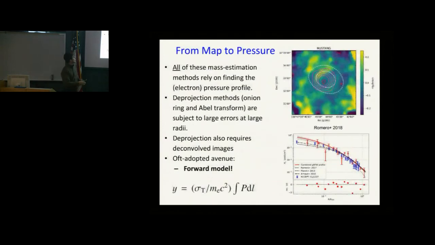Okay, so how do we go from a map, say on the upper hand, to a pressure profile? There are a variety of methods, but I'll go straight towards the one we use. Basically, we assume some geometry, often it's spherical. We integrate the pressure along the line of sight. That can be done, obviously, numerically. There's also an analytic way to do that if your pressure profile follows a power law over some region.